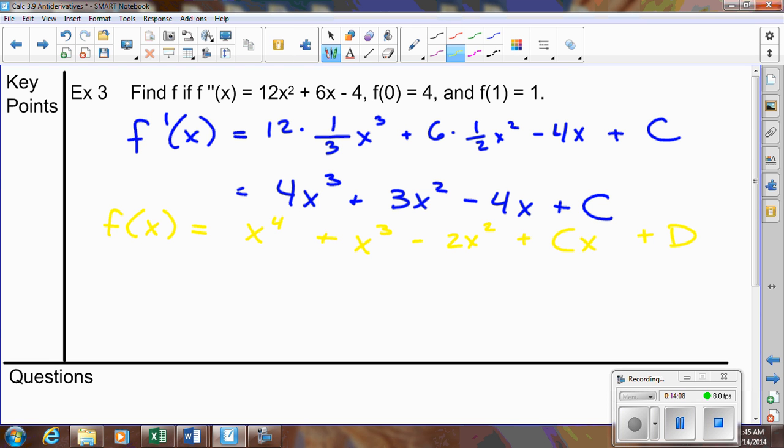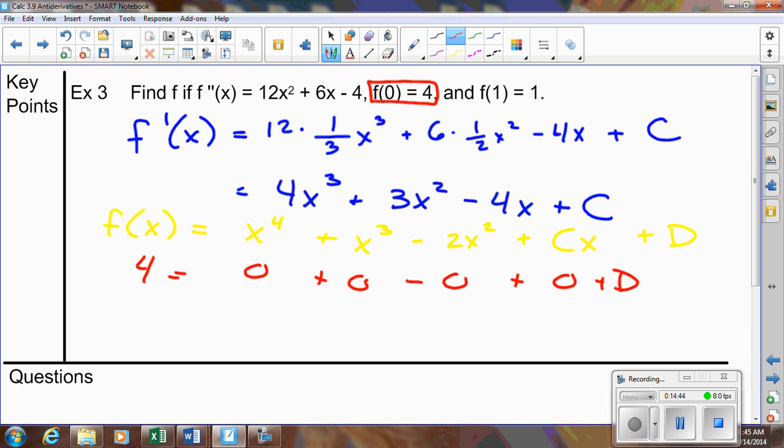We are looking for a specific antiderivative, and this is where our criteria for the conditions will come into play. Now that we know the general formula, we can plug in some information. F of 0 is equal to 4. So if we plugged in 0, 0 to the fourth plus 0 cubed minus 2 times 0 squared plus c times 0, that's 0 plus 0 minus 0 plus 0 plus d.